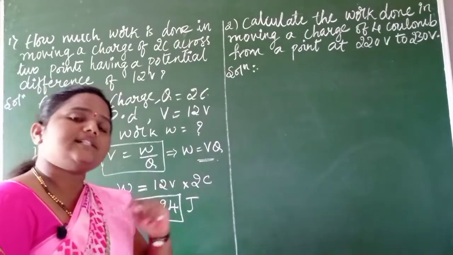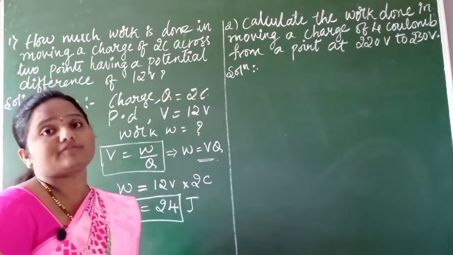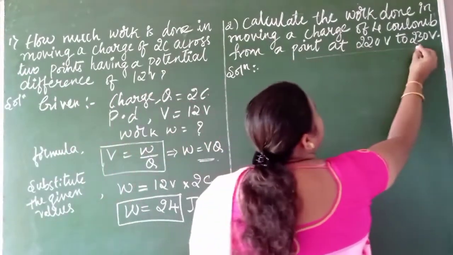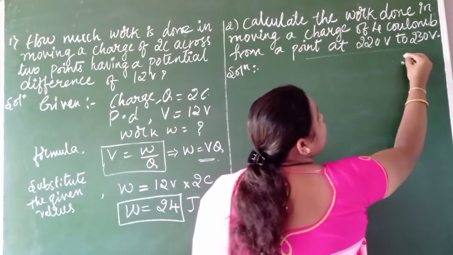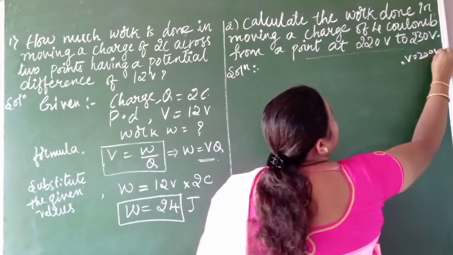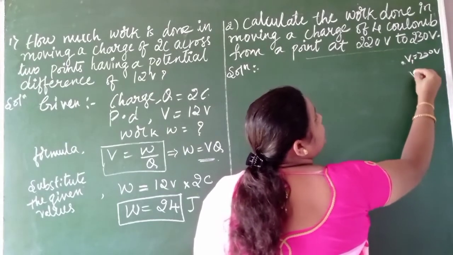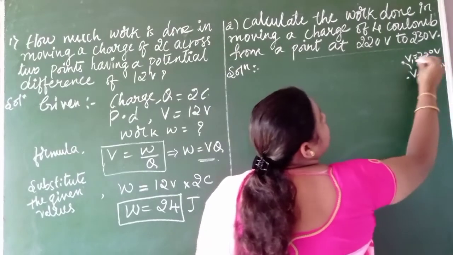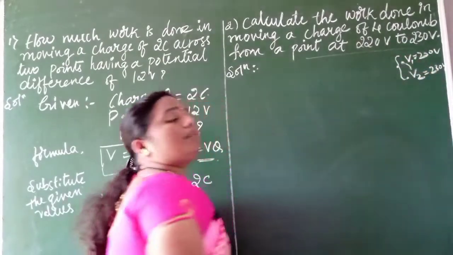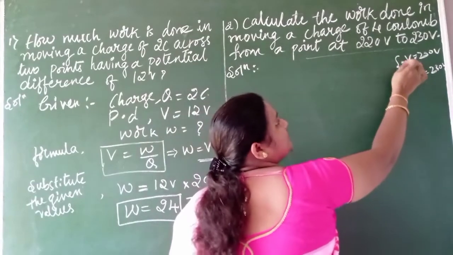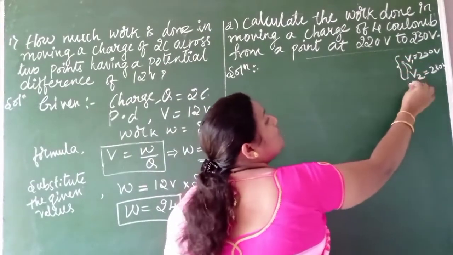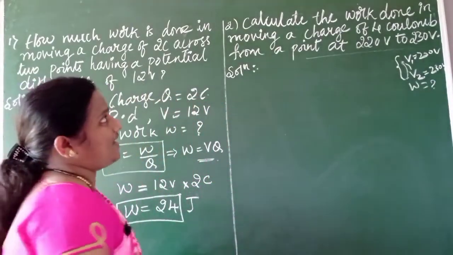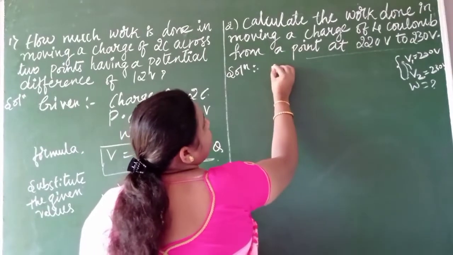And charge also they have given, that is 4 coulombs, 4C. But the thing is, they told that the potential is how much? 220 volts. And this, let me take it as V1, and this is what? V2. That is 230 volts. In bringing the charge from here to here, how much work has been done, that we need to calculate, isn't it, children? So what are the given things, children?